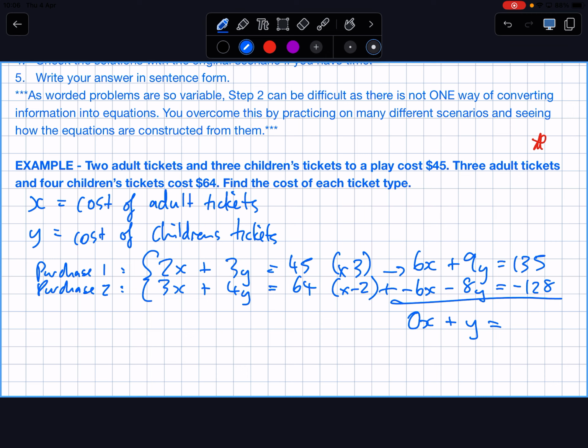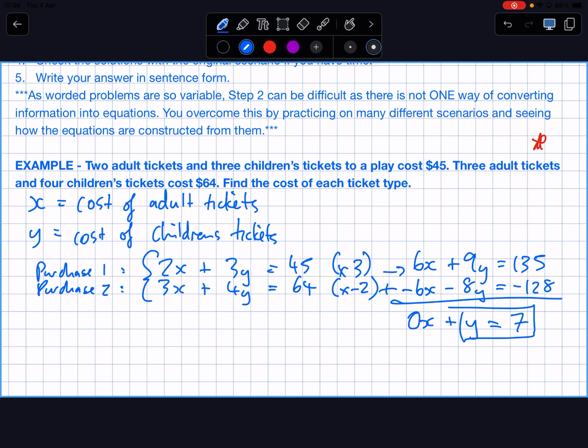What's that? No. 135. Take your time. You can calculate. You're allowed a calculator in this test. Didn't used to be. 135, take 128. I think that's 7. So we know that y is equal to 7. Is that my answer yet? All I know is children's ticket.